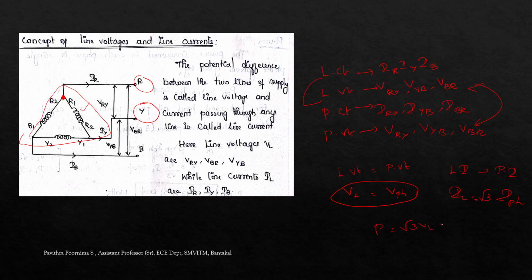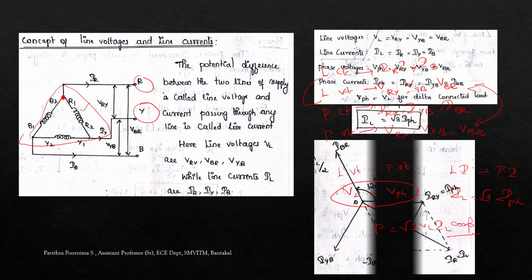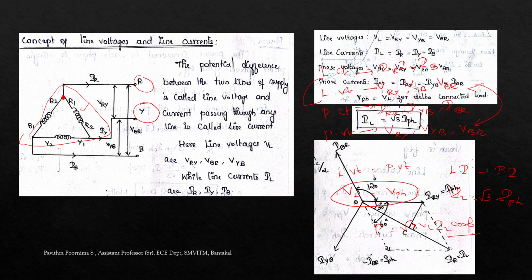And what about the power? Root 3 VL IL cos phi. Cos phi is the power factor. And same thing, there is a phasor diagram here. The relation is IL equal to root 3 I phase, meaning the two line currents give you the phase currents. This is about the delta connection. Thank you.